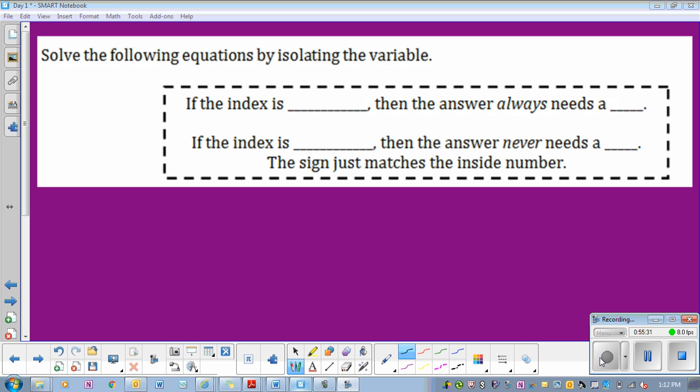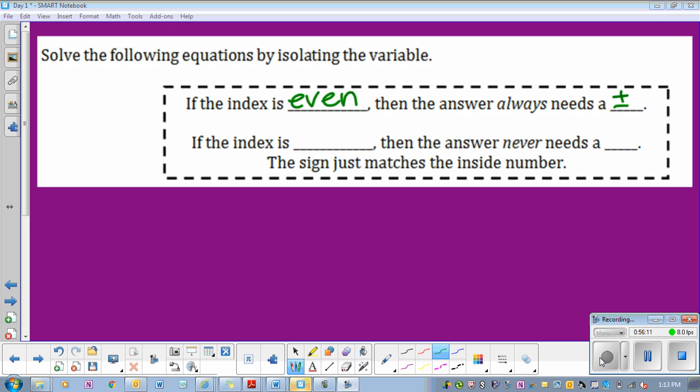All right. So the next part is looking at solving. And whenever you're solving, you're basically trying to get the variable all by itself, right? So here's the thing. If your index or your root is even, like square root, fourth root, sixth root, then the answer always needs a plus or a minus, okay?